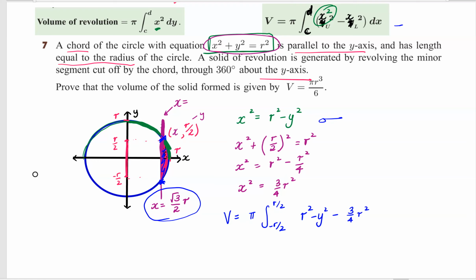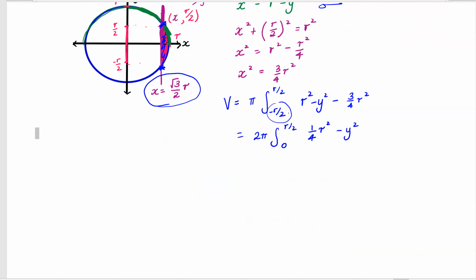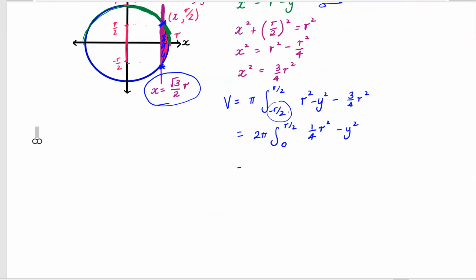I could simplify that and pop that in, but that's going to be annoying. Because it's a symmetrical shape, I can say that's 2 pi, from r on 2 to 0. Now, a whole r squared, take 3/4 r squared, is 1/4 r squared, minus y squared. And this is what we are now going to integrate. I think we should be able to do it from there, keeping in mind what is r squared?